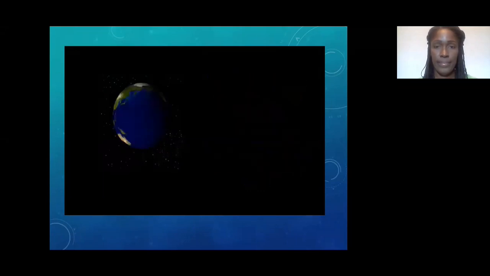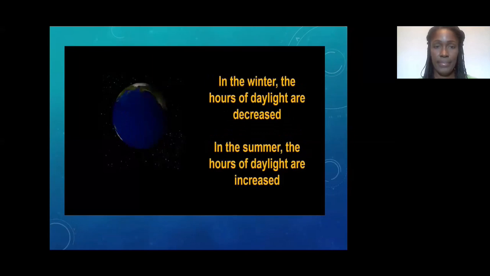In the winter, days are shorter. We have less hours of sunlight. That's why it's dark by 5 p.m. in the winter. In the summer, however, days are longer. We have more hours of daylight. That's why it gets dark around 8 p.m.